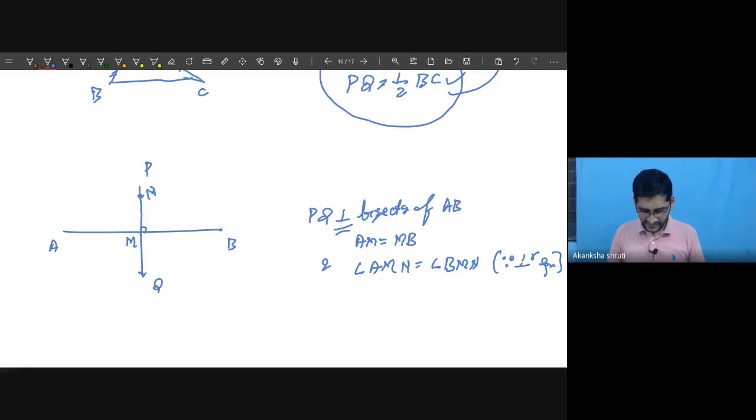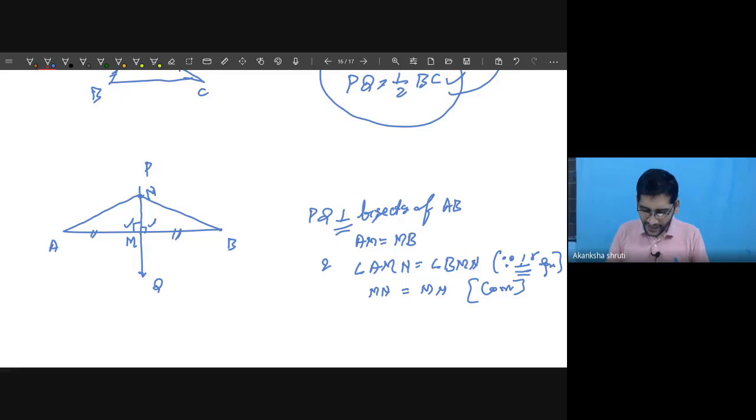Therefore, with the help of these two, if we are joining this point and this point, one thing is given. What is given? AM, this length, is equal to this length. Another, this angle is equal to this angle because of the perpendicular, which is 90 degrees. It is already given. MN becomes the common side.